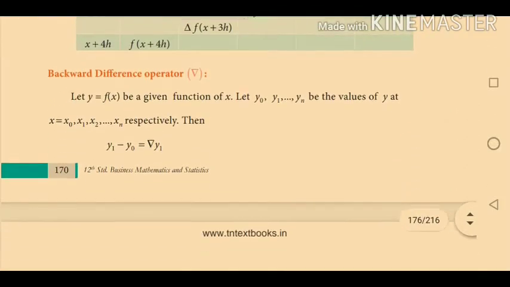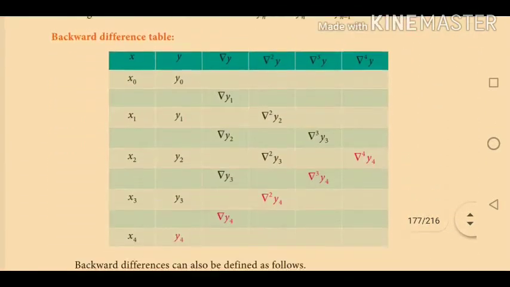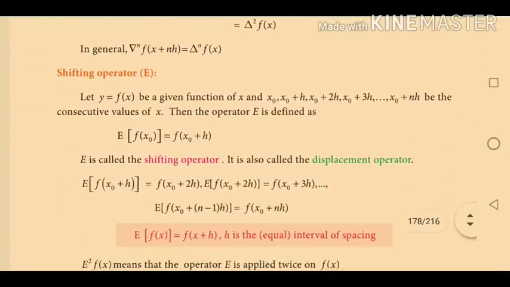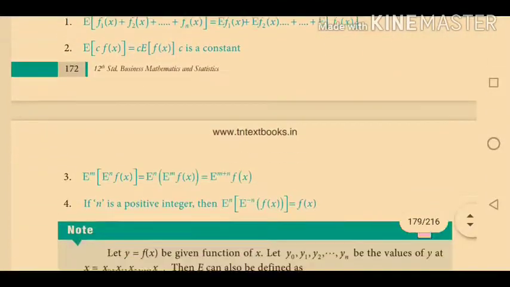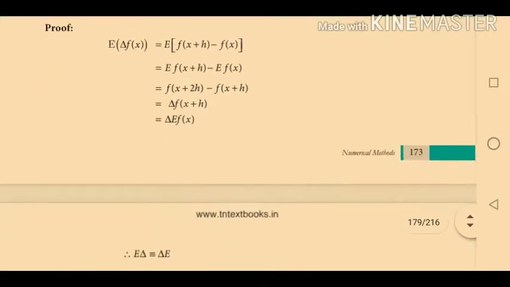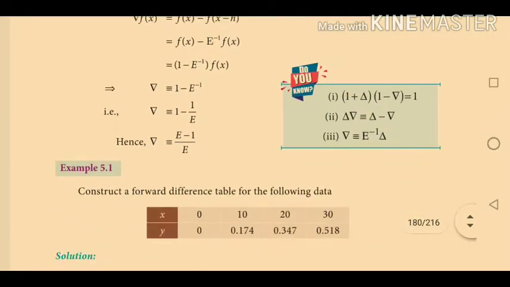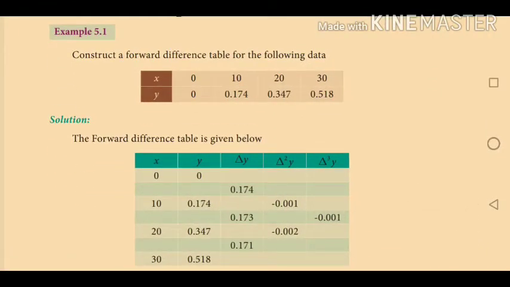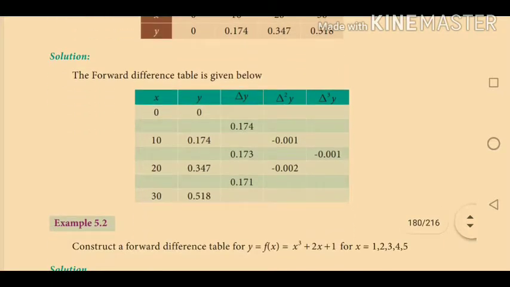Let us go to some example sums, which explain how to solve the problem. After seeing the example, we will go to the next property. Example 1.1: construct a forward difference table for the following data. The question is x equal to 0, 10, 20, 30 and y equal to 0, 0.174, 0.347 and 0.518. The forward difference table is given below.